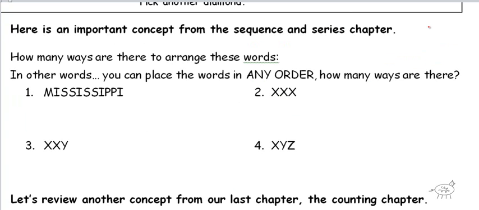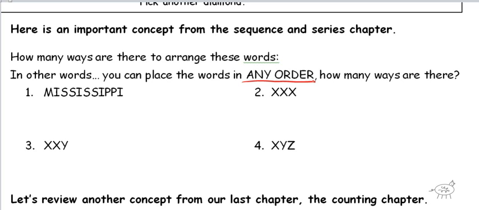Here is an important concept from the sequence and series chapter, if you remember back in the day. How many ways are there to arrange these words? You're like, what? Arrange the words? I remember that. In other words, you can place the words in any order. Oh, look at that, there's a key word there. Highlight that word. How many ways are there to arrange the word Mississippi if I can place the letters in any order? That's an important thing, in any order.